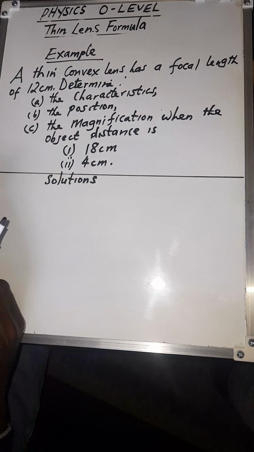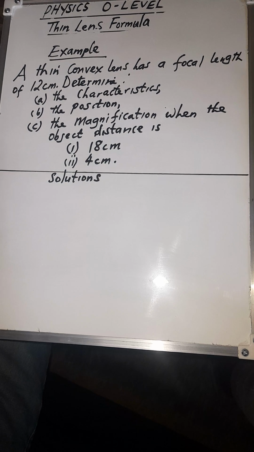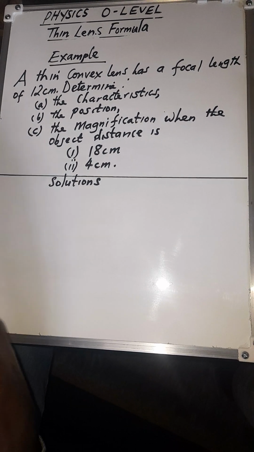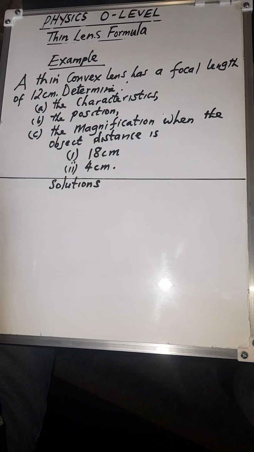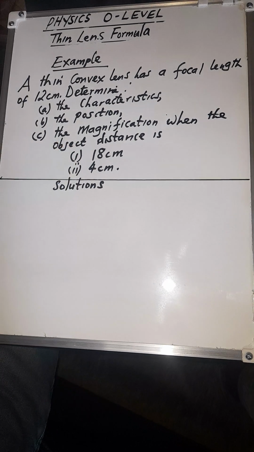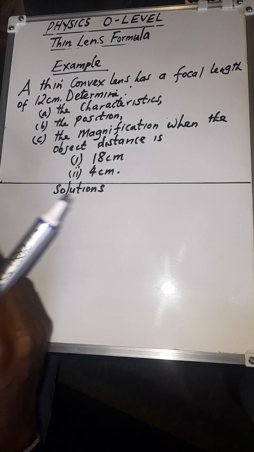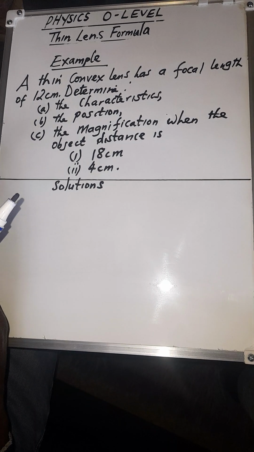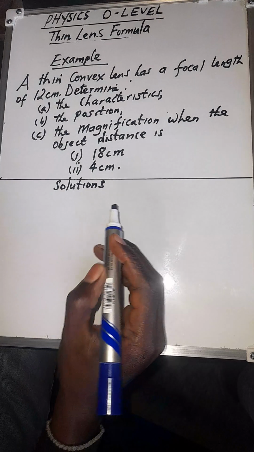This time we are focusing on some examples of how we can apply the thin lens formula, or the thin lens equation as I'm referring to it, and also how you are able to calculate the magnification. I've got two examples: this question here and another question from the 2024 Paper 1, ECZ, Examination Council of Zambia. You'll be able to see it in just a short while.